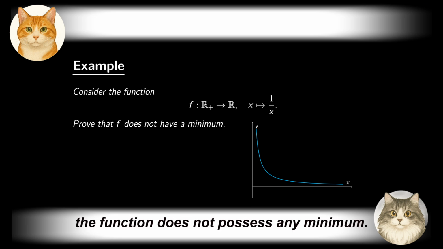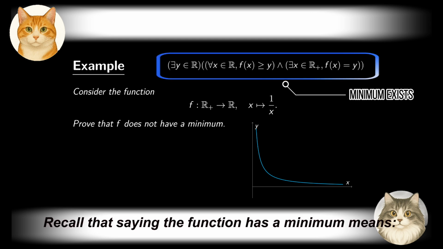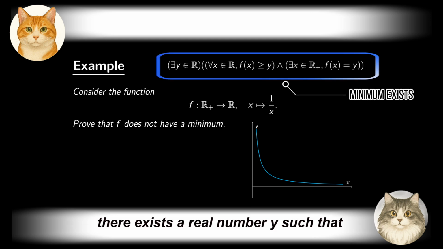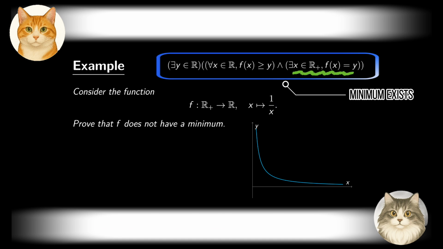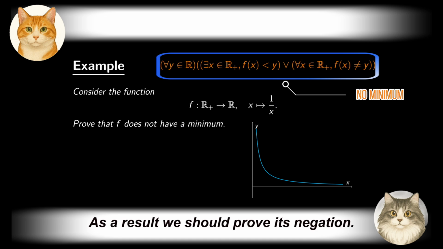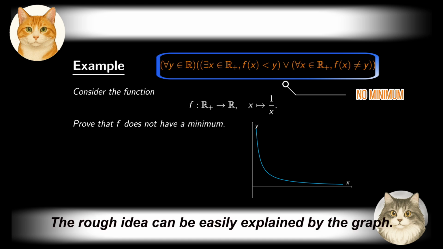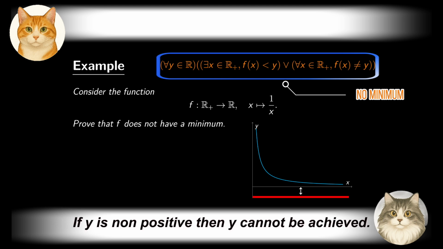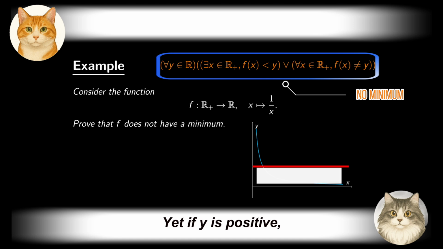We claim that the function does not possess any minimum. Recall that saying the function has a minimum means there exists a real number y such that y bounds the function value from below and y is achieved. As a result, we should prove its negation. The rough idea can be easily explained by the graph. If y is non-positive, then y cannot be achieved. Yet if y is positive, then y cannot bound all function values from below.